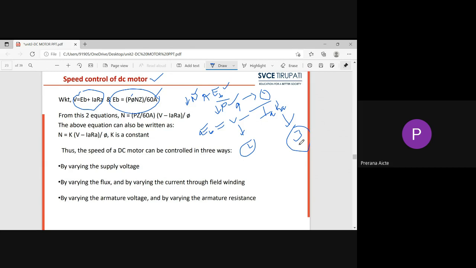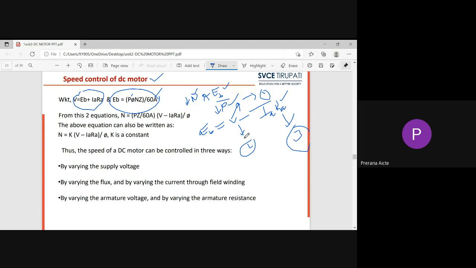There are three types of speed control techniques. What is flux? One is flux control method, another one is supply voltage control method, third one is armature resistance control method, or otherwise armature voltage control method. There are three types of method.